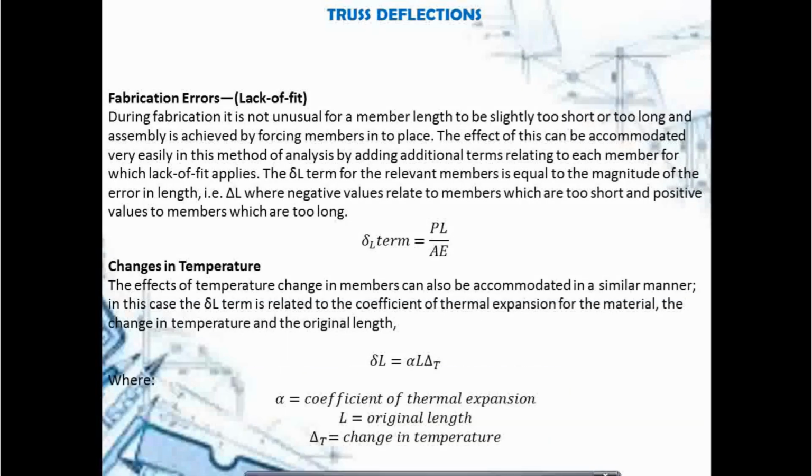Other factors that contribute to the displacement of trusses are the fabrication errors and the changes in temperature. Ano tong fabrication error? For example, di ba pag bumili kayo ng steel bars, the standard length is 6 meters. But in actual, if you're going to measure it, there are some steel bars na hindi siya eksaktong 6 meters. May mga iba na short or kulang, may mga iba na sobra. But the discrepancies are very minimal.